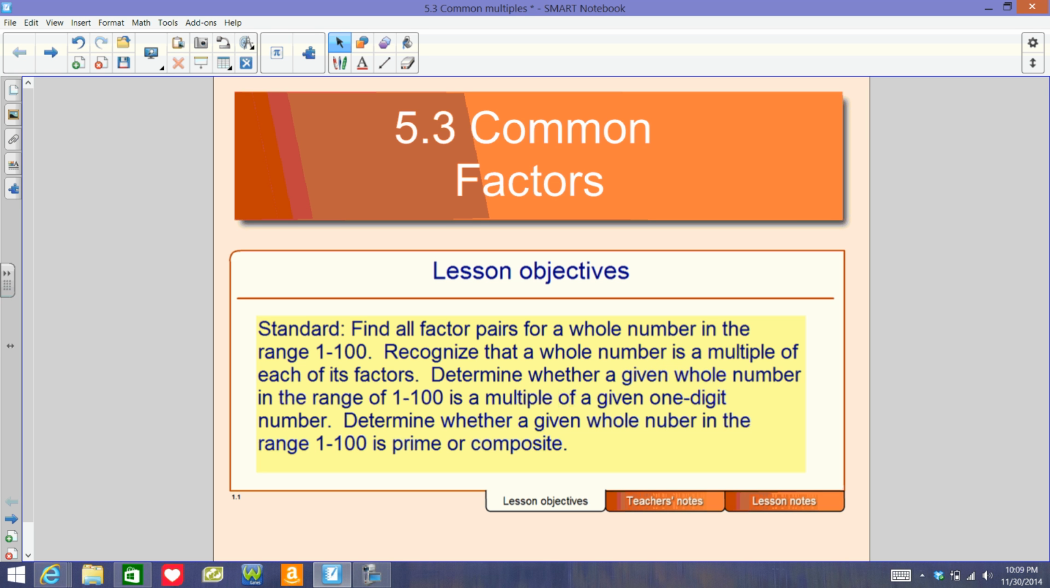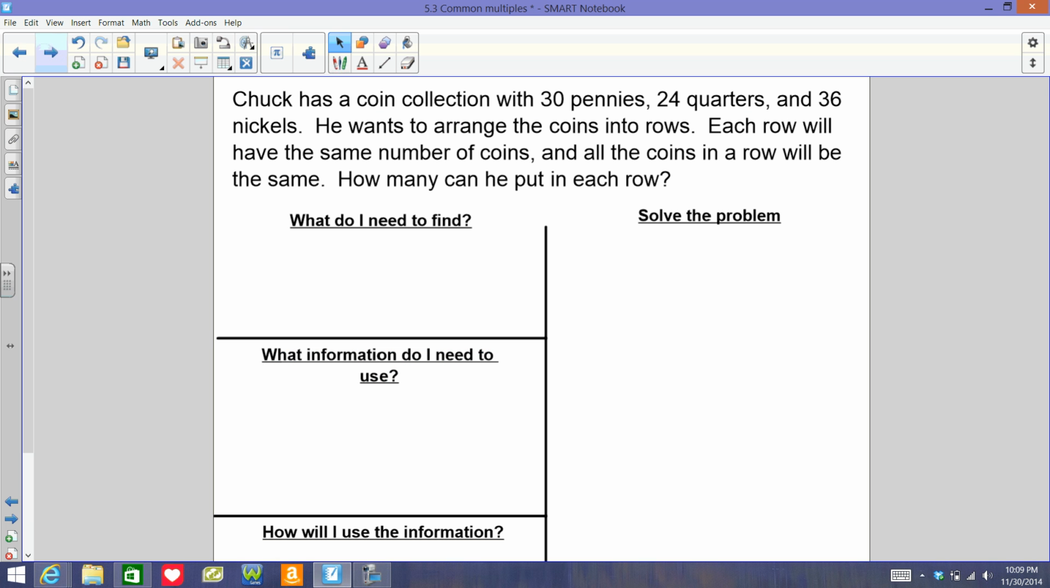Recognize that a whole number is a multiple of each of its factors, which we'll be working on later on. And determine whether a given whole number in the range of 1 to 100 is a multiple of a given one-digit number. Determine whether a given whole number in the range 1 to 100 is prime or composite.